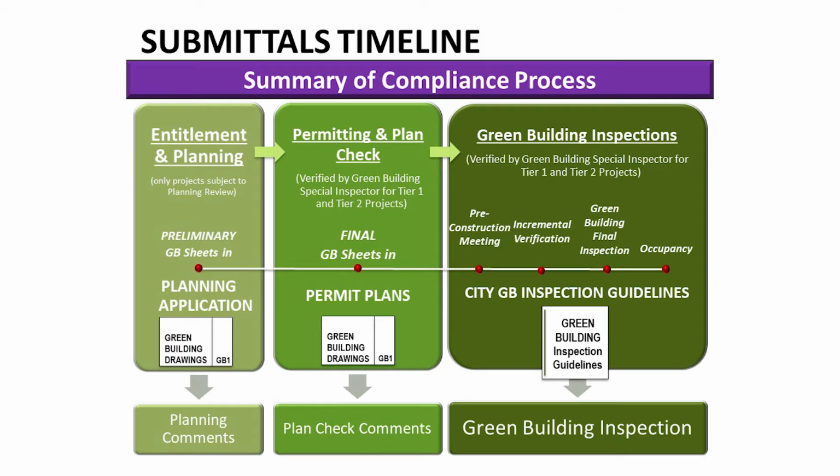So you'll notice at the left-hand side, planning entitlement is identified. During this phase, staff is looking for projects to include preliminary green building sheets in the planning application. That sheet is entitled GB1, which stands for Green Building 1. At the bottom, you'll notice the staff enforcement procedures. And if this item is not included in the plan set, the applicant will receive comments during the planning phase of the project.